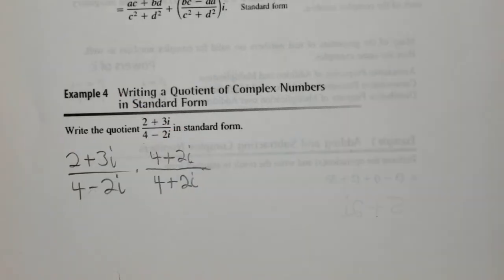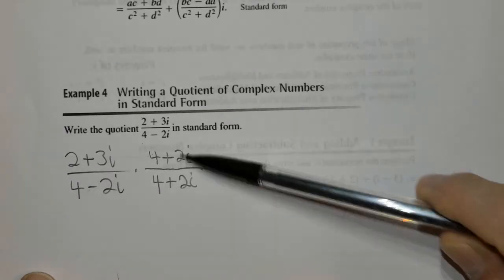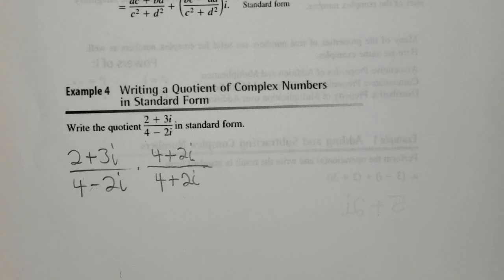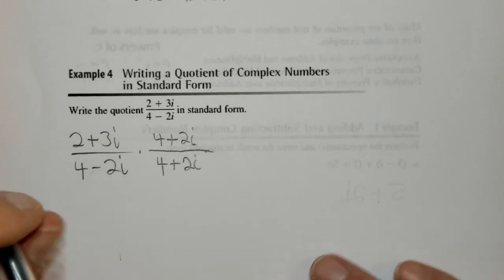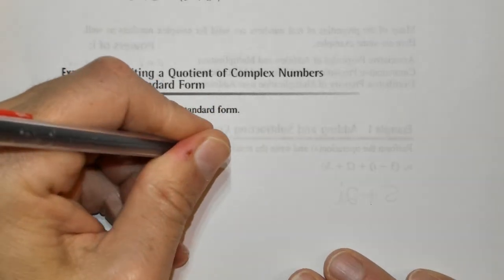And so remember, you're not changing your problem because this is just multiplying by 1, which won't change anything. That's why it's okay to do. And why do we do it? Because it's going to simplify things for us. All right, so let's see what that looks like.